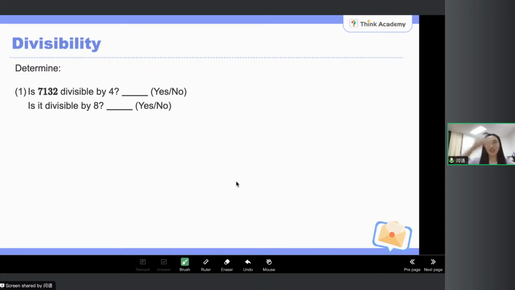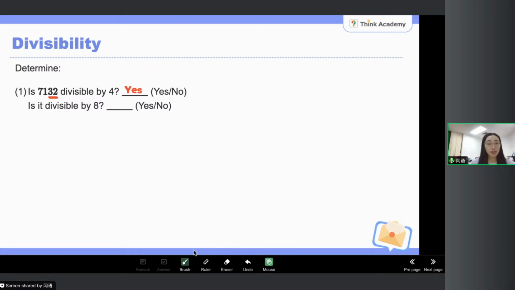Do we need to do the vertical calculation, like 7 divided by 4, then 1, and then bring down? Yes or no? Yes, okay. Here you see that we just check the last two, right? So here, good. The first one is yes. 32 is divisible by 4. For all the rest of the part, we have 71 hundredths, right? 71 hundredths, of course, they're divisible by 4.